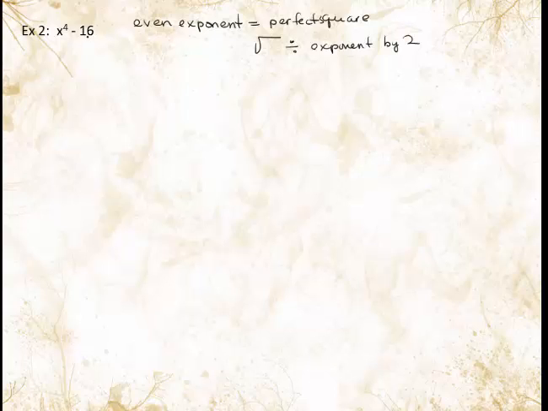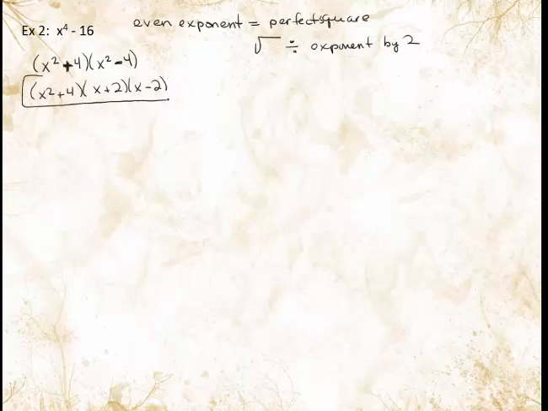This is a binomial. There are no GCFs, but it is a difference of squares, so I have x squared plus 4 and x squared minus 4. Now I have to check to see if I have factored completely. I have a perfect square and a perfect square, but there's a plus here, so that's not a difference of squares. But here I have x squared minus 4. That's another difference of squares. So I have to factor again. So I have x plus 2, x minus 2. Now I have factored completely.